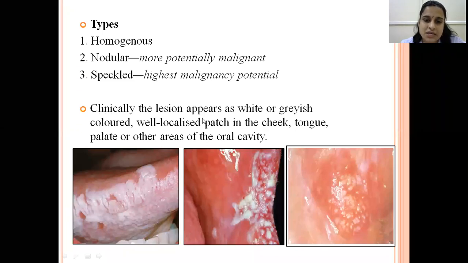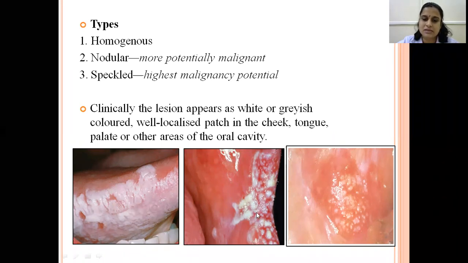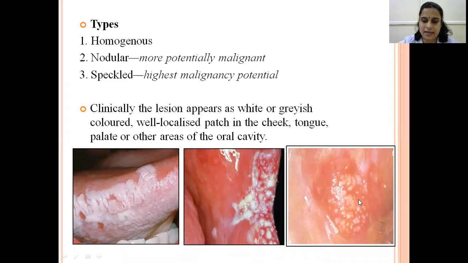How does the lesion appear? It appears as a white or grayish colored, well localized patch. It is localized with well defined margins, either in the cheek or tongue, palate, or in the other areas. Okay, so it is well defined margins, either homogeneous or nodular or speckled.